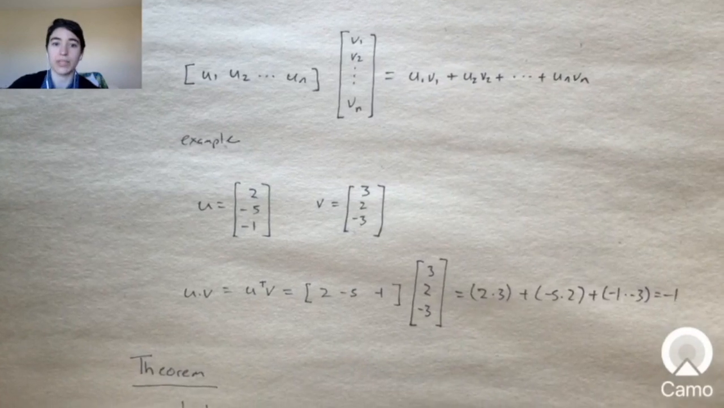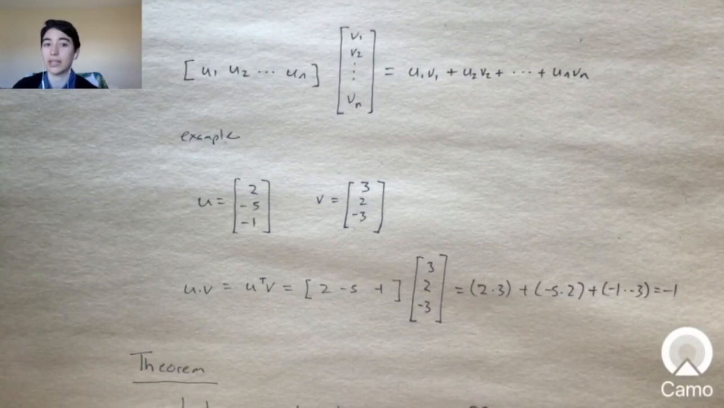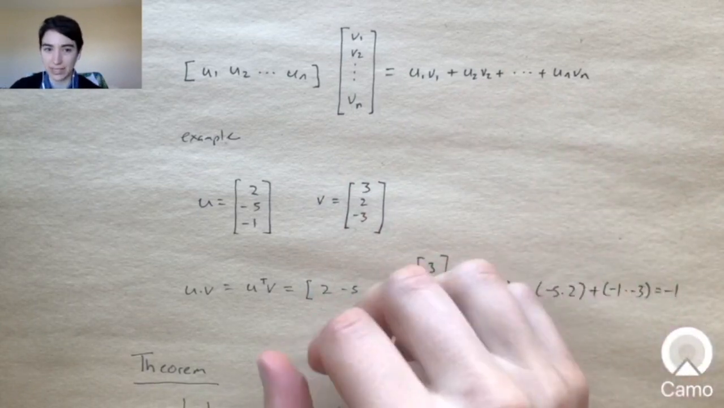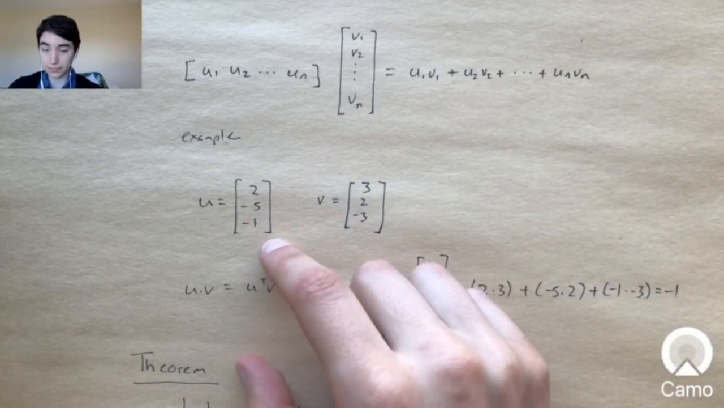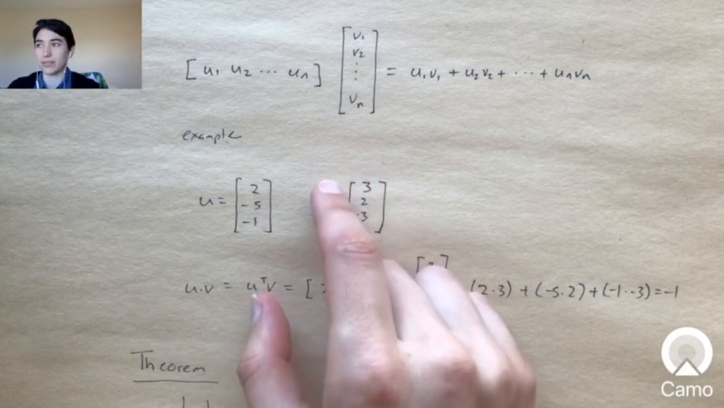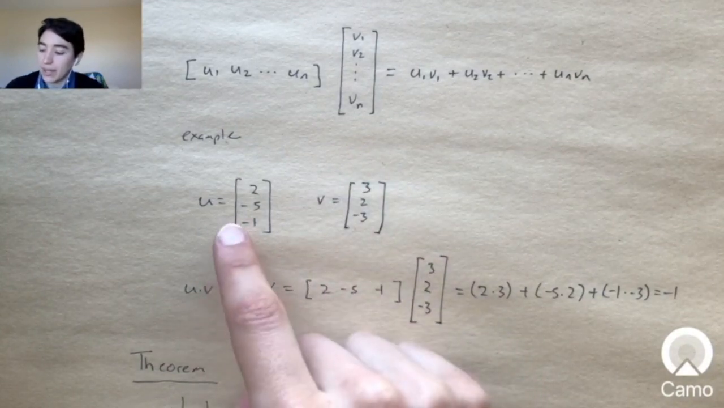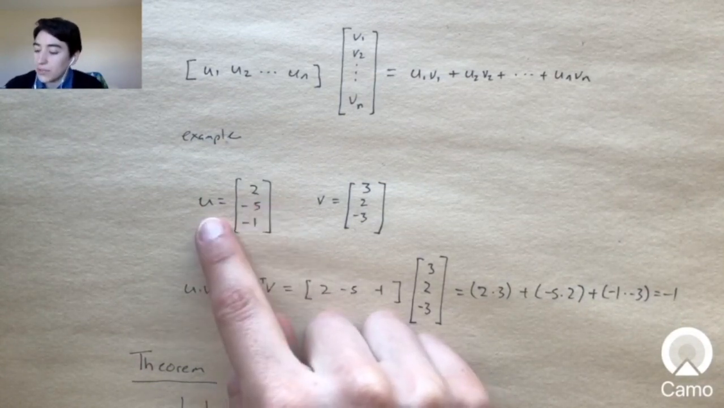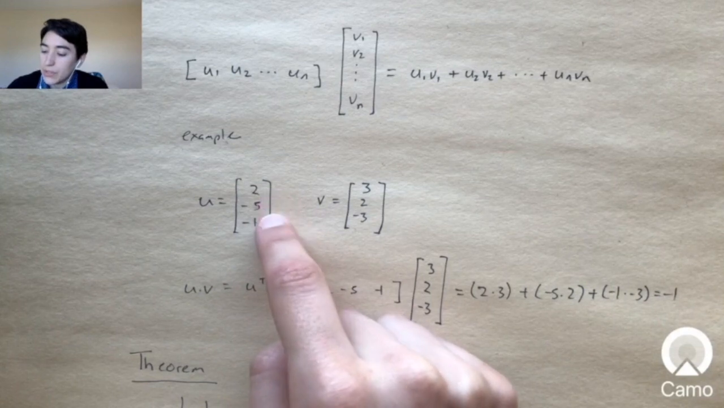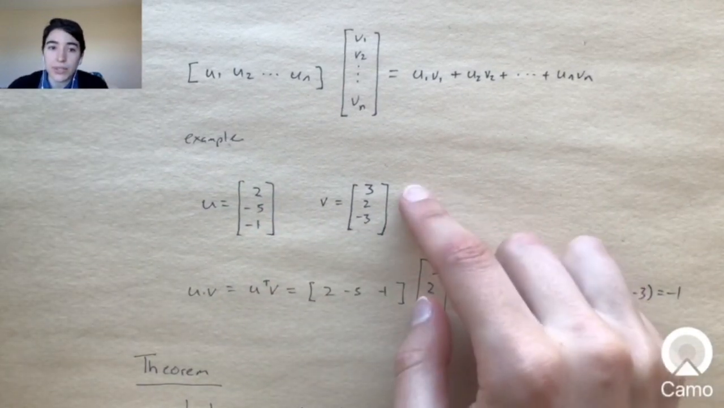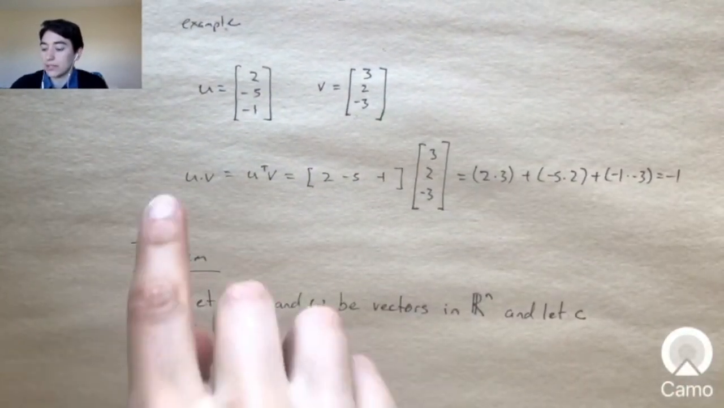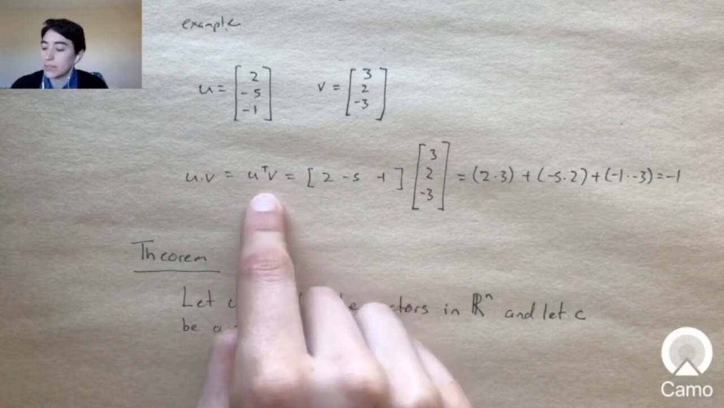Okay, so let me give you an example just to refresh your mind of something a little concrete, rather than this abstract notation onto some seemingly indefinite n, though this is not written for infinity, per se. Very discrete kind of notation. Anyway, so we have u is equal to 2, negative 5, 1. V is equal to 3, 2, negative 3. Cool. We want to find the dot product of them, which is the same as u transpose v.